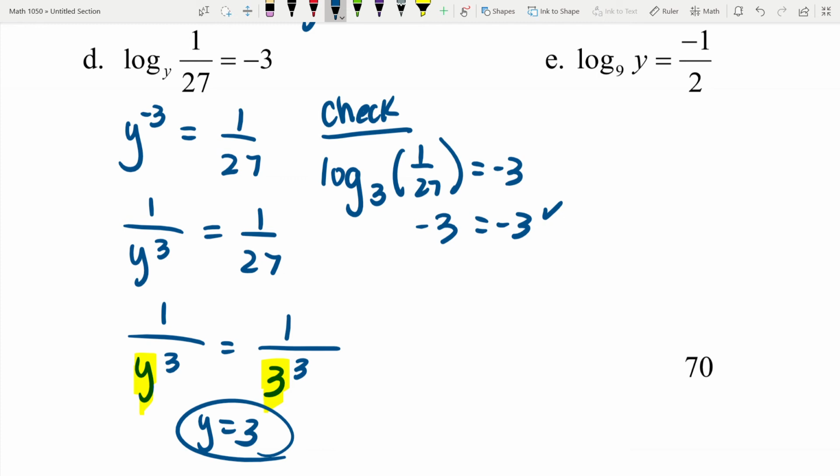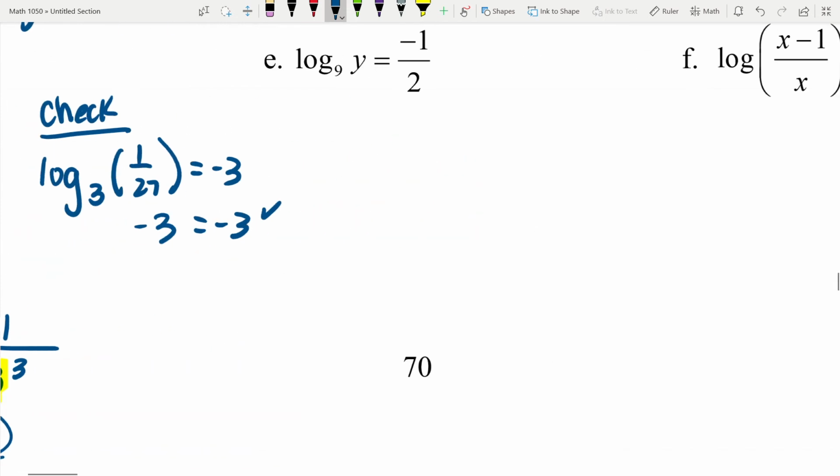Just 1 second. Grab your calculator and go log 1 divide 27, close it off, divided by log 3, close it off, enter. I got -3 equals -3, and it really did check out. Okay, just make sure you really do check it. Question? Say it again. When I plugged it back in.